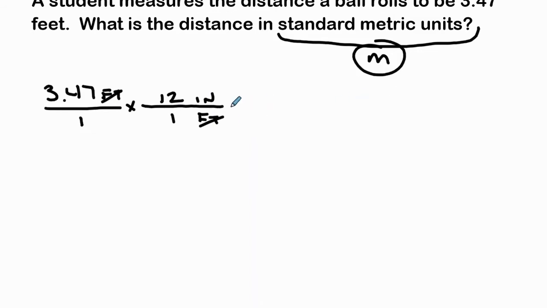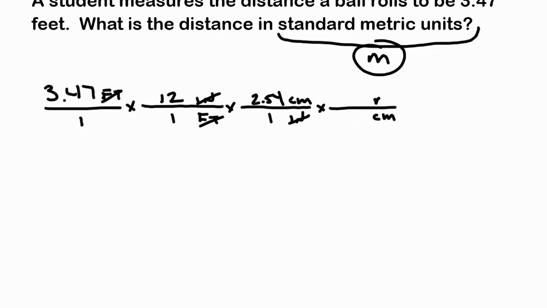But I want to get to metric, and in the notes, I gave this to you. I would have to give this to you. I don't expect you to remember it, but there is a relationship between inches and centimeters. It is 2.54 centimeters in every 1 inch. So that would cancel my inches, and now I'm in the metric system. That's good, but I need to get to meters because that is the standard metric unit for length. So centimeters are going to go on the bottom.